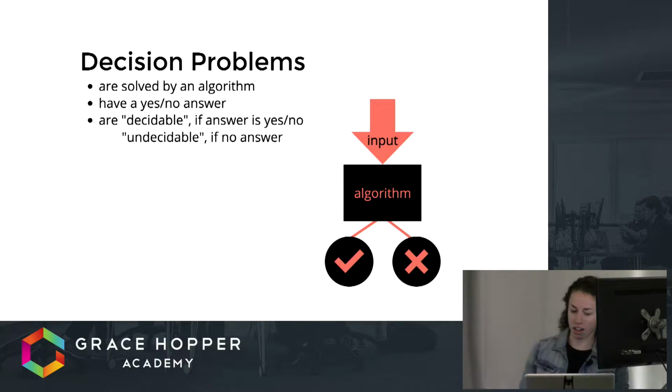Decision problems are solved by an algorithm. They have a yes or no answer. They're decidable if the answer is yes or no, and they're undecidable if there's no answer, so it just never comes to a conclusion.